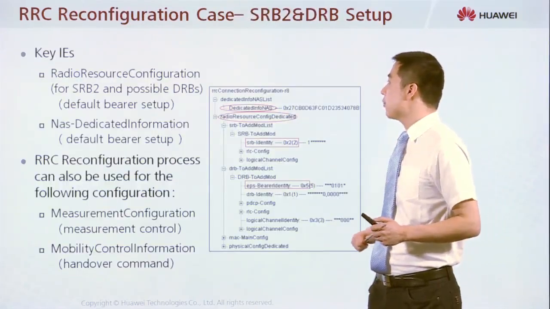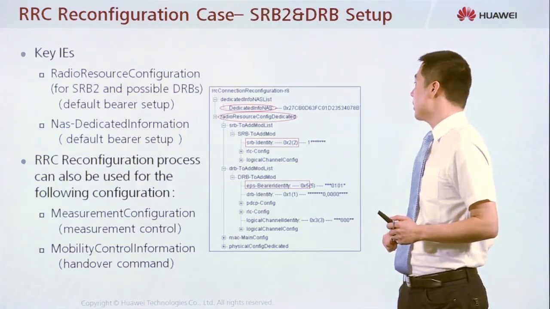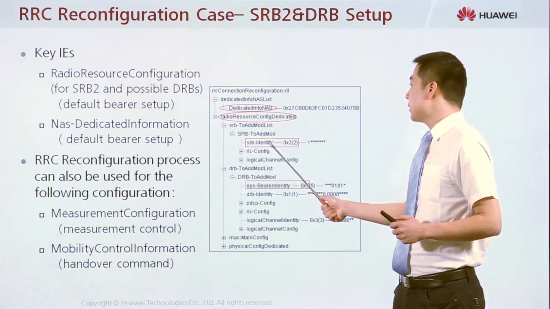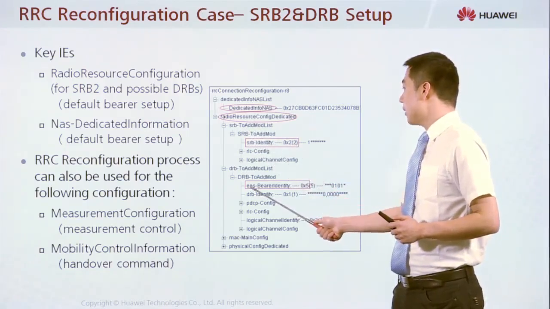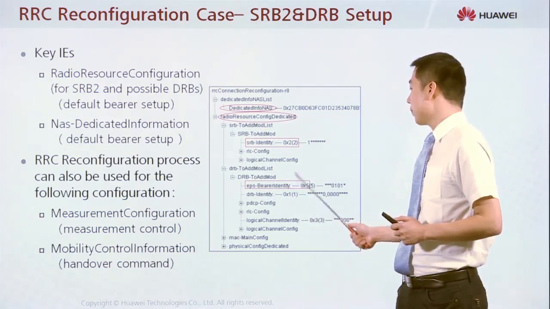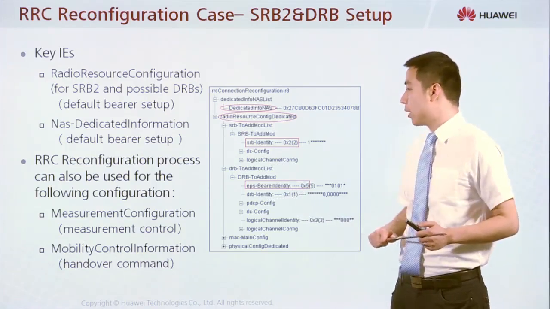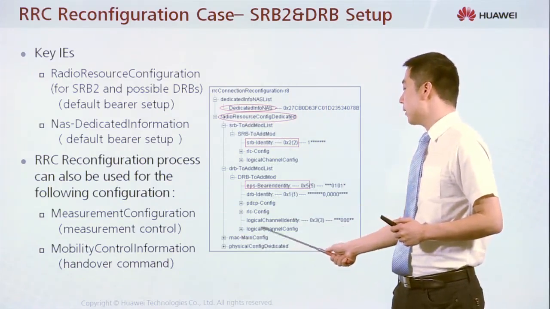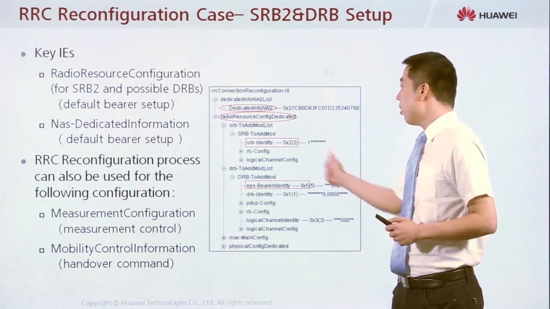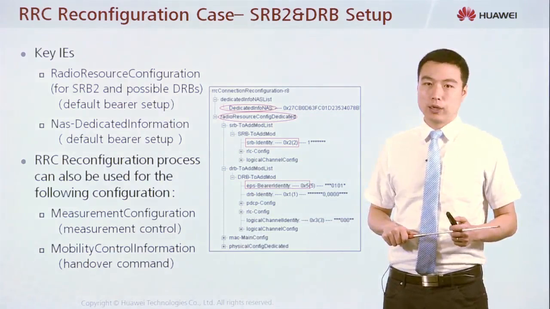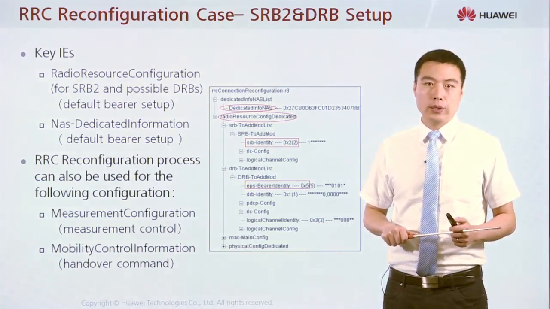And this is the key information element for the SRB2 and DRB setup. We can see here SRB identity 2, and here DRB add mode, DRB identity 1. Set up SRB2 and DRB1. All of this information, including the MAC main config and physical config dedicated, is for radio resource management and radio resource allocation. The eNode B will allocate the radio resource according to the QoS requirement.